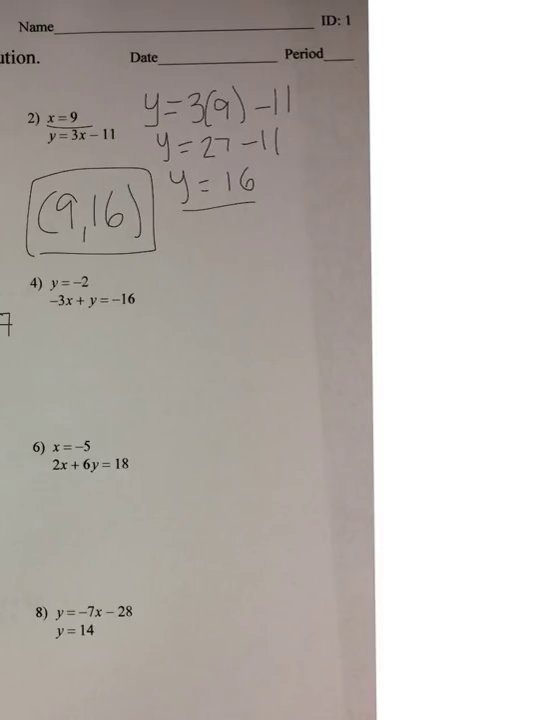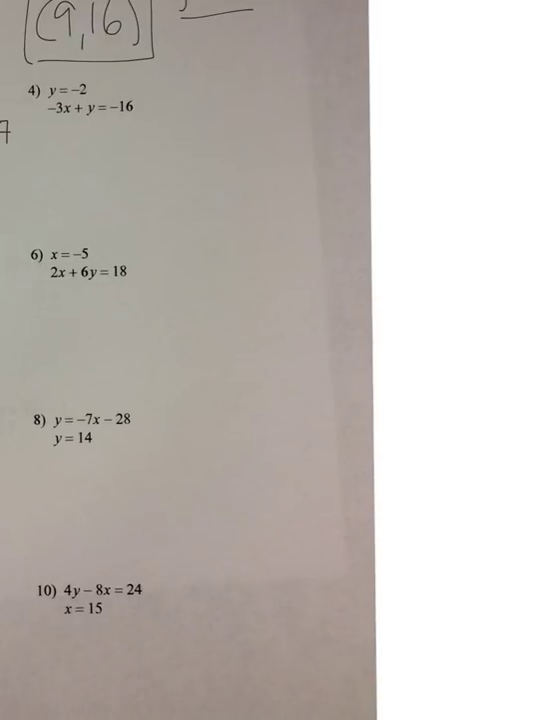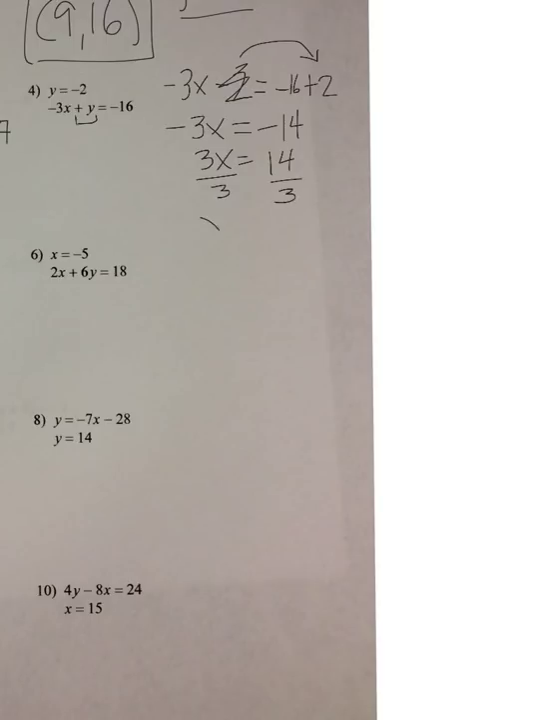Okay, let's keep on doing this. This one, my y value is -2, so I'm going to plug it in right there. -3x, instead of writing plus y, I'm going to put -2, because that's my new y value, equals -16. I solve for this, plus 2, and that'll be -3x equals -14. Change the signs, and then divide by 3. X equals 14 over 3. My solution would be 14 over 3, -2. This is the most important part. This is what the final answer has to look like.